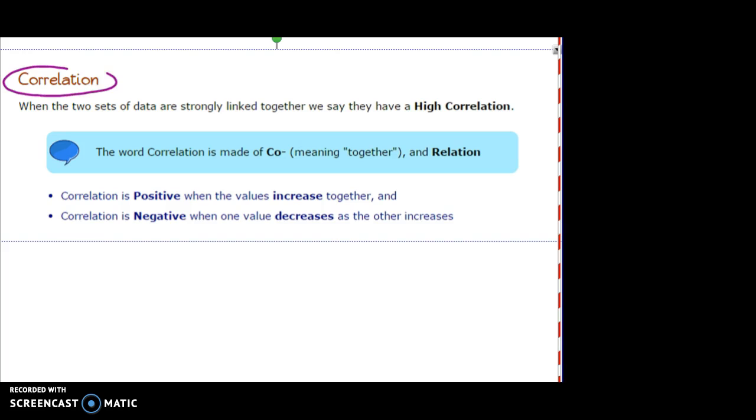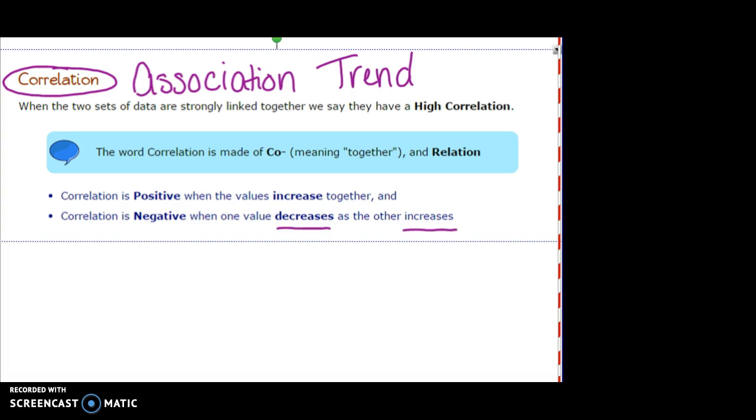Okay, the word correlation we talked about the other day. I do want you to also add this to it: correlation, association, trend. Same thing. So when two sets of data are strongly linked together, we say they have a high correlation, a high association. They go together. Correlation is positive when the values increase together, and correlation is negative when one value decreases as the other increases. So as one is going down, one is going up for negative.